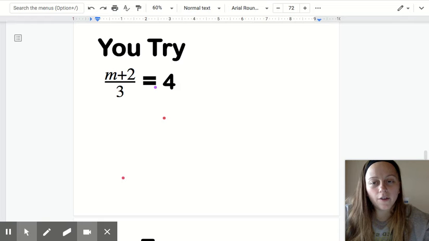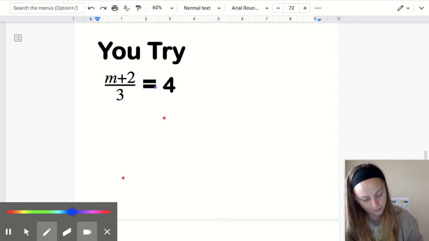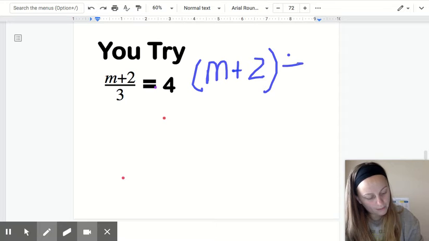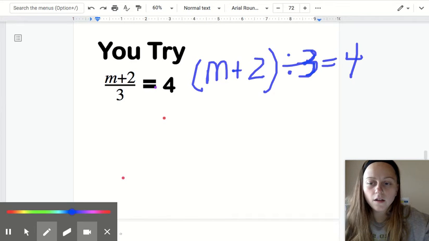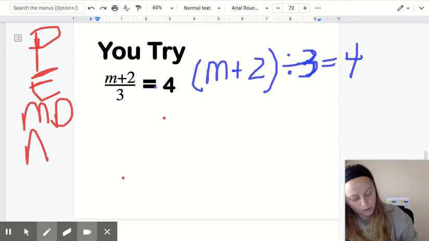Let's go ahead and try another one. Now, this one's a little bit trickier. This says m plus 2 all divided by 3. So another way to write this one is in parentheses, m plus 2 all divided by 3 equals 4. Now, I know this says a you try, but I'm going to walk you through this one because it is a little trickier. Now, remember, we're looking for which type of math to do first, and we do that by order of operations backwards.